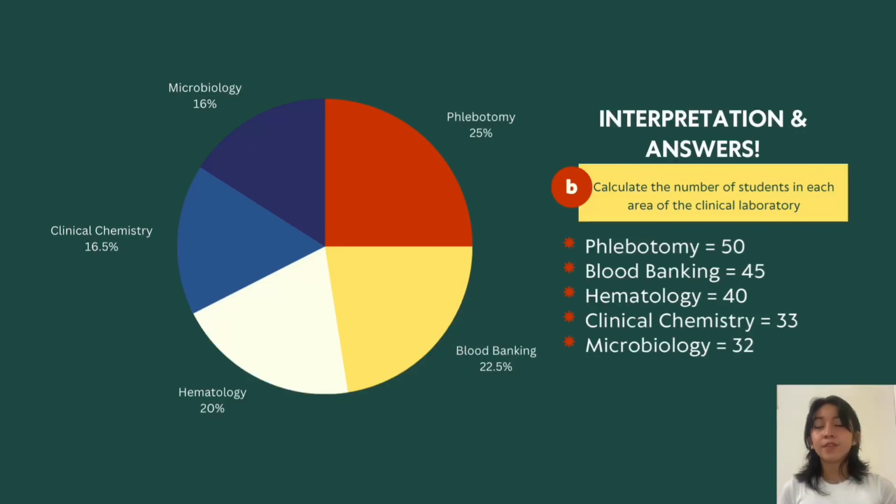And as we have seen from the results, we can conclude that 50 students chose phlebotomy, 45 students chose blood banking, 40 chose hematology, 33 chose clinical chemistry, and 32 students chose microbiology.